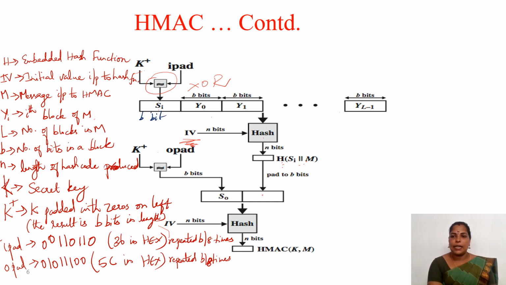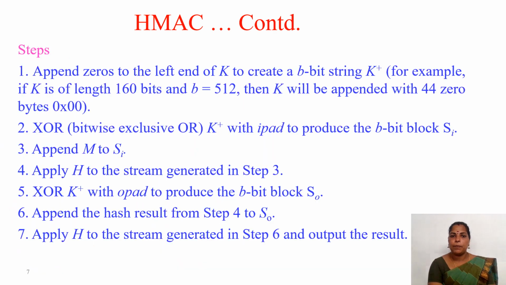Let us see the algorithm steps. Only 7 steps are there. First, we append zeros to the left end of K to create a b-bit string K plus. For example, if K is of length 160 bits and b equals 512, then K will be appended with 44 zero bytes, that is 0x00. Only zeros are appended in order to make it b bits.